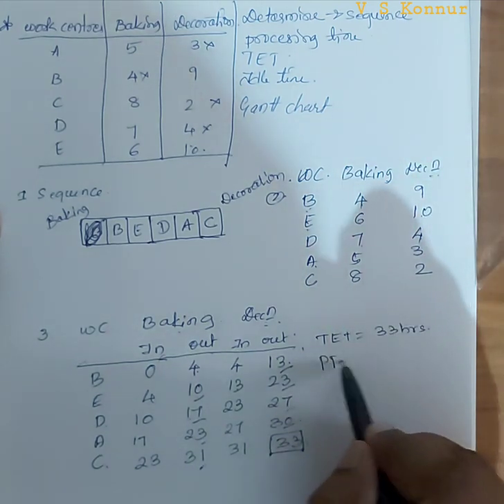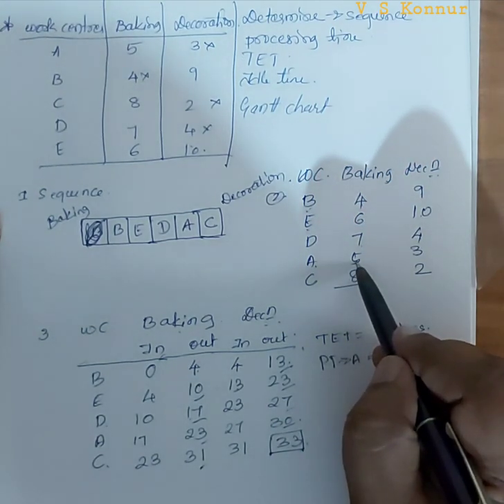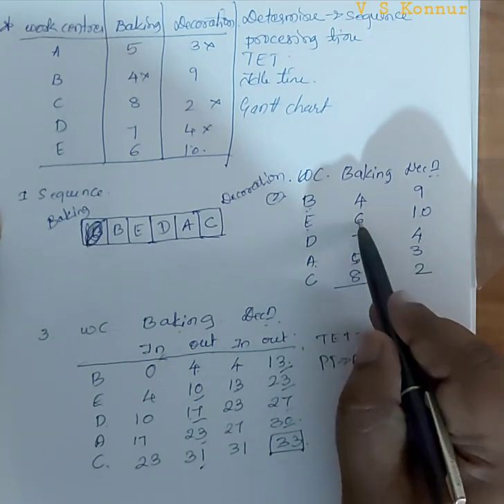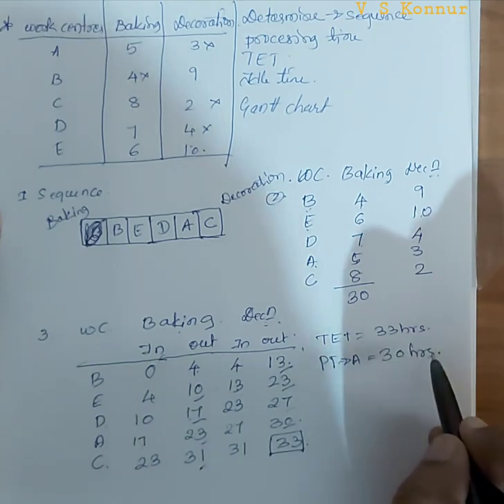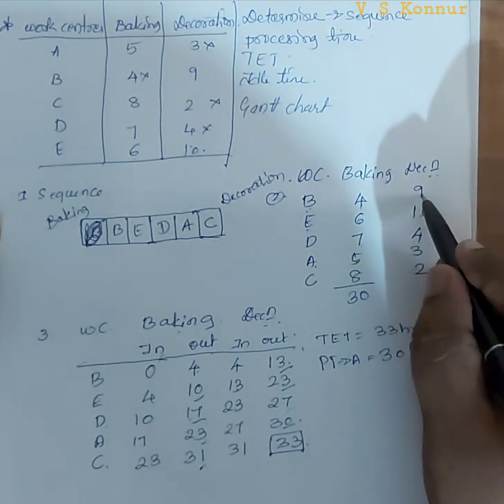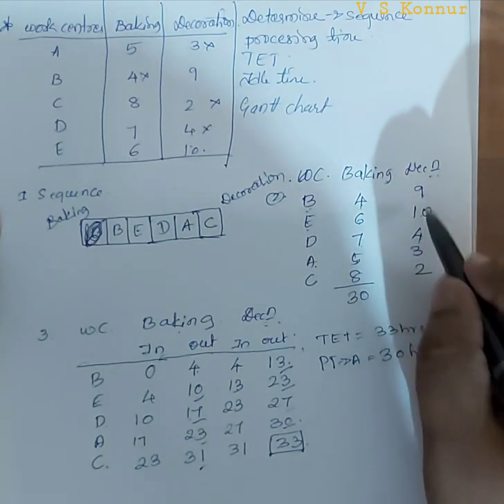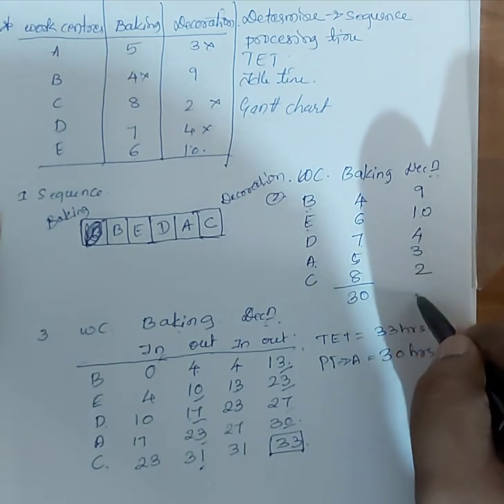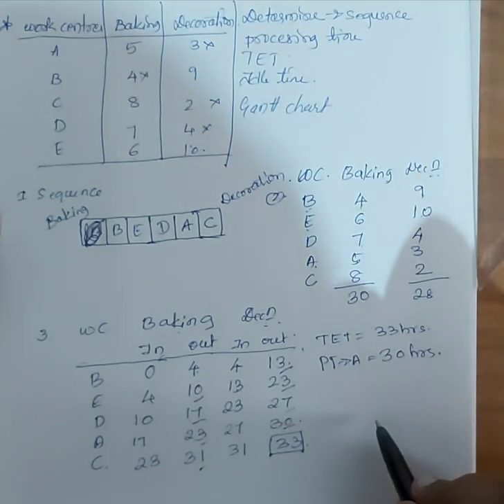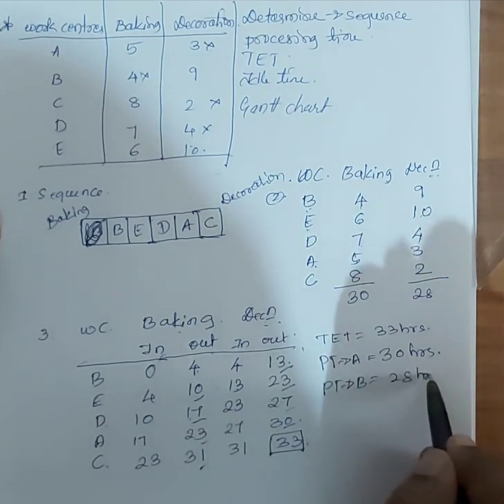Then processing time for A. So you have to add this. 8 plus 5, 13. 13 plus 7, 20. 20 plus 6, 26 plus 4, 30. For decoration, 10 plus 9, 19. 19 plus 4, 23. 23 plus 3, 26 plus 2, 28. For B it is 28 hours.